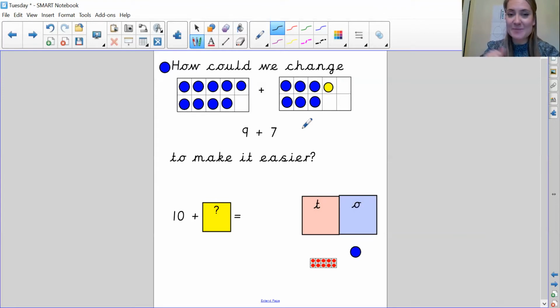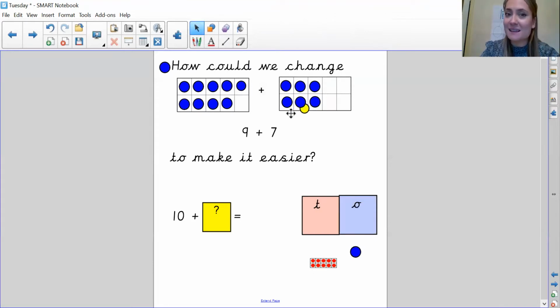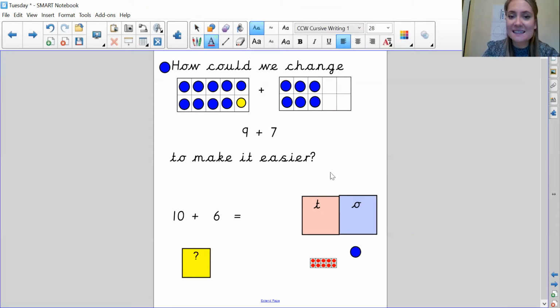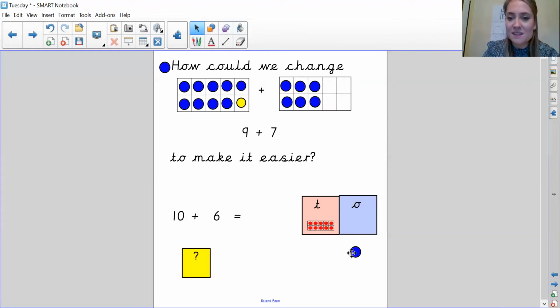Okay, hopefully you paused me. So let's have a look. So I've got 9 and 7, and I'm going to make a 10. I've got 10, add 6, because 3 and 3, we know that's 6, don't we? 10 and 6 is my new number sentence, and that's the same. So let's solve it. 10 and 6. So I got 1 10 and 6 1s. 1, 2, count with me. 3, 4, 5, 6. I'm just going to move that one down there for the minute.